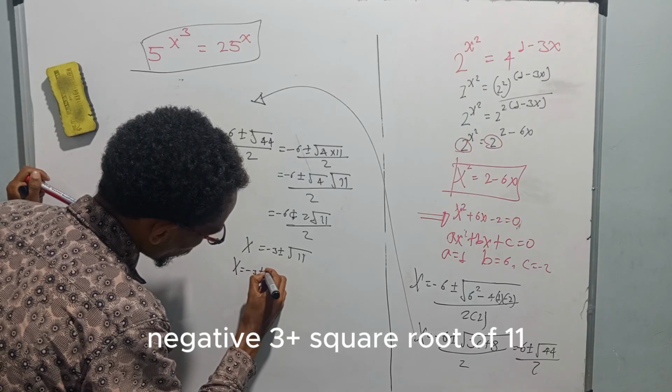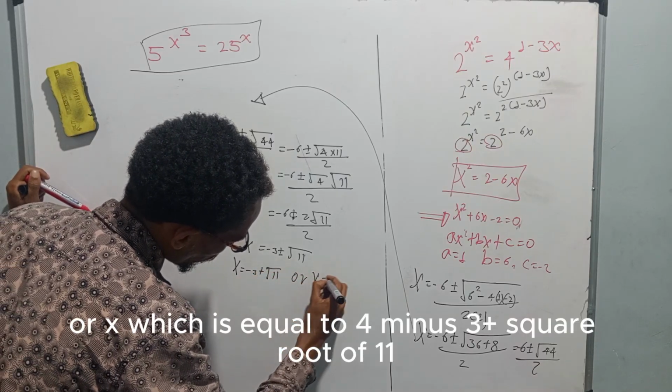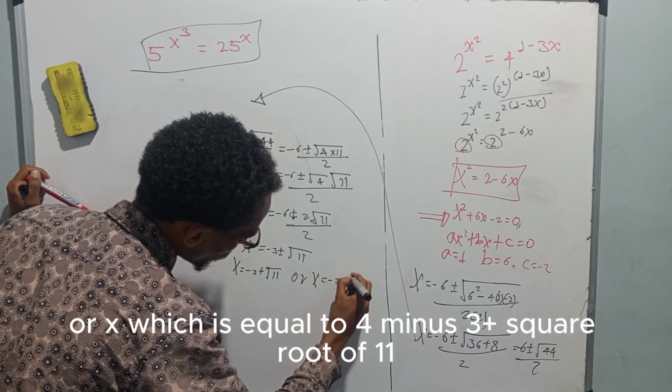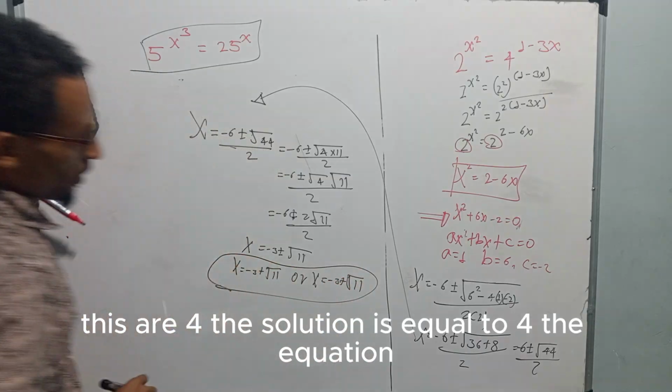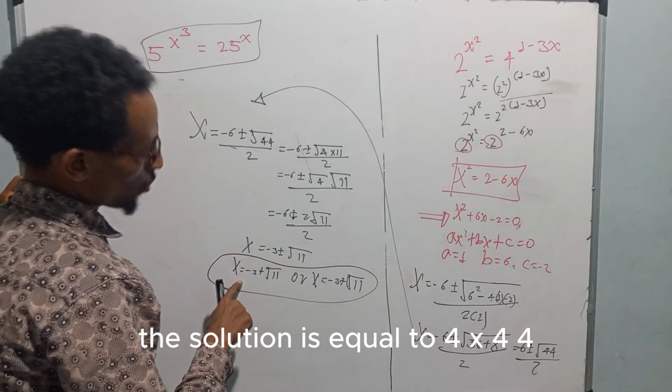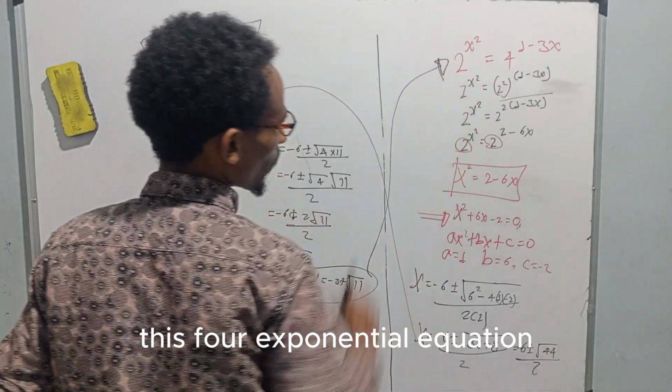So x is equal to negative 3 plus the square root of 11, or x is equal to negative 3 minus the square root of 11. These are the solution sets of the equation. The solution sets of x for this exponential equation.